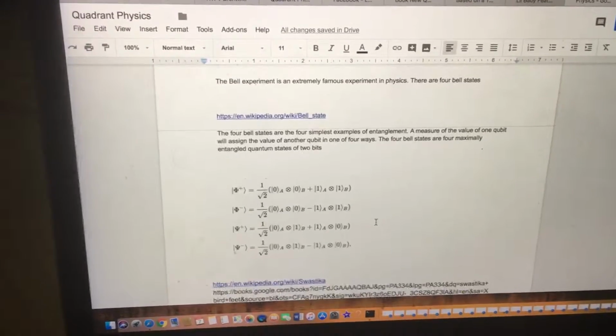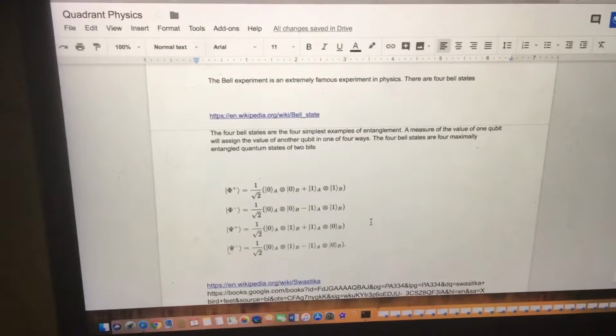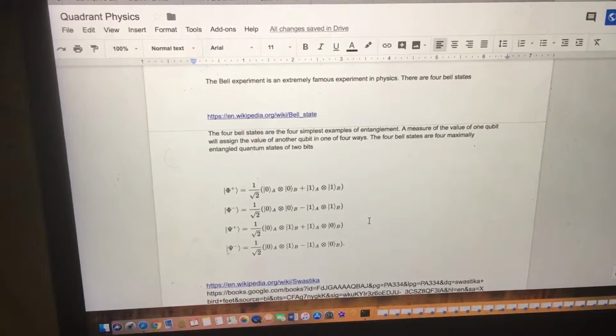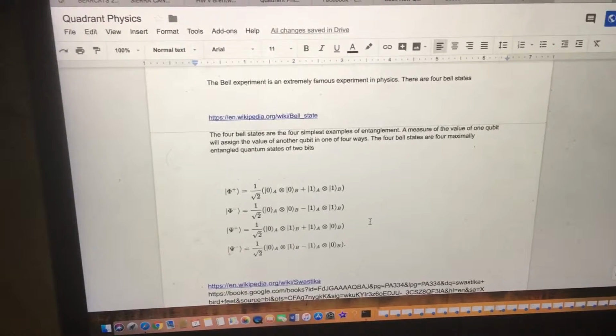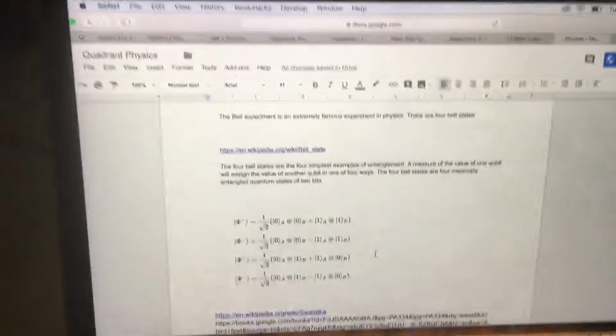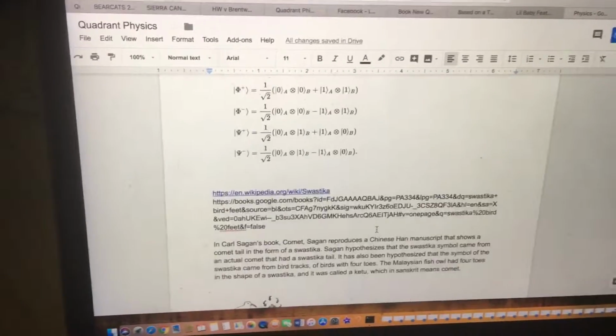The 4 Bell states are the 4 simplest examples of entanglement. A measure of the value of one qubit will assign the value of another qubit in one of 4 ways. The 4 Bell states are 4 maximally entangled quantum states of 2 bits.